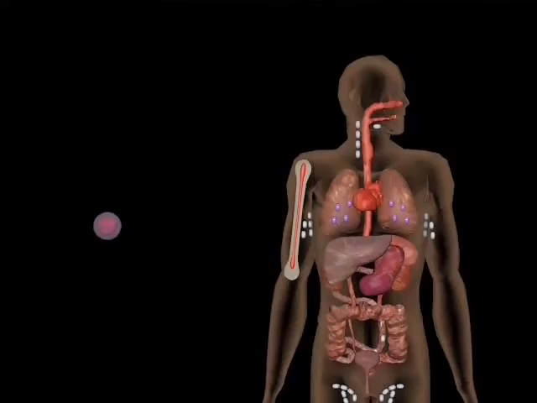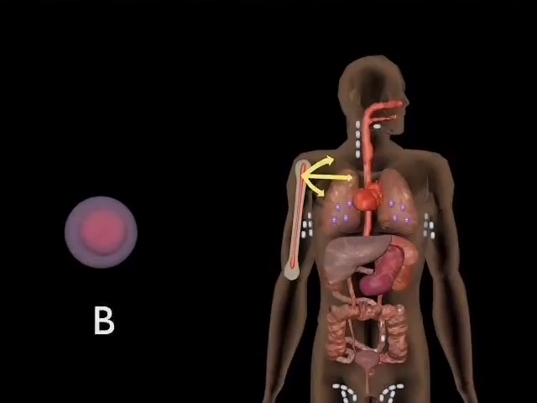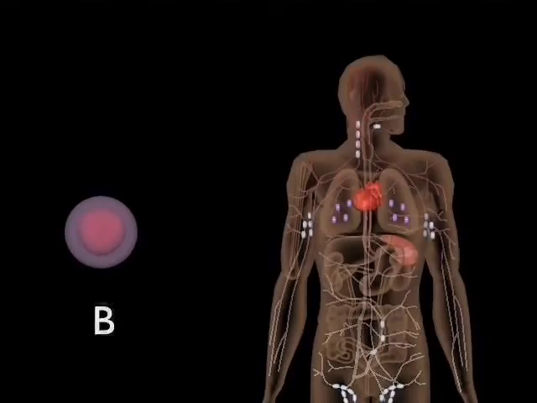B cells develop in the bone marrow. They do not pass through the thymus, but move directly to the lymph nodes and the spleen through the bloodstream, and circulate around the lymphatic network. The antibody on each antigen-reactive B cell is specific for one antigen only.